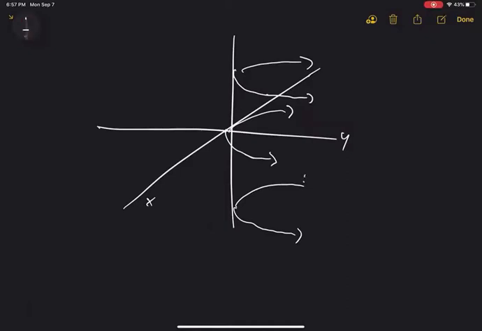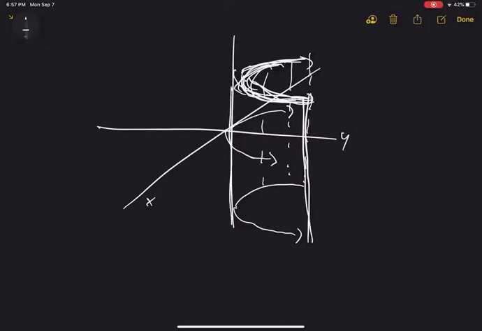Let's do a dotted line to show this is behind the others. And what I end up with is this shape. It's a parabolic cylinder. So it's basically a parabola that goes up and down.